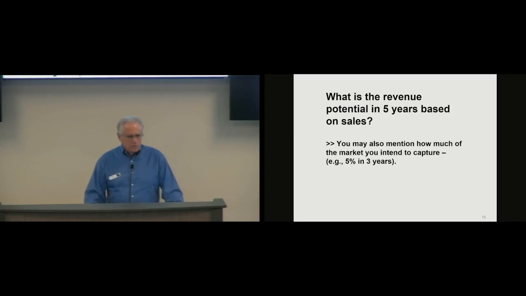How big are you going to grow to? What's your revenue potential in 5 years based on sales side? You may also mention how much of the market you intend to capture, 5% in 3 years or whatever. But it's important to get some kind of an idea of where you hope to be so that we have an idea of what the scalability might be. Now, we'll get into that in much more detail if we get into that follow-up conversation.